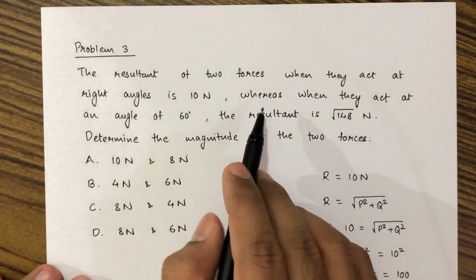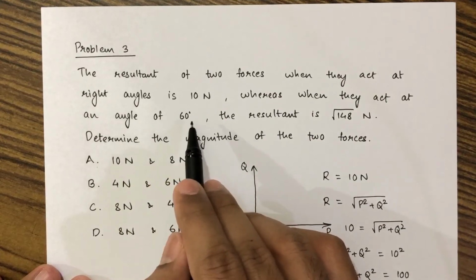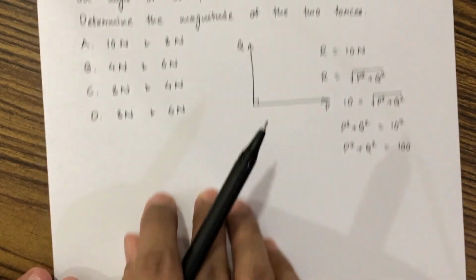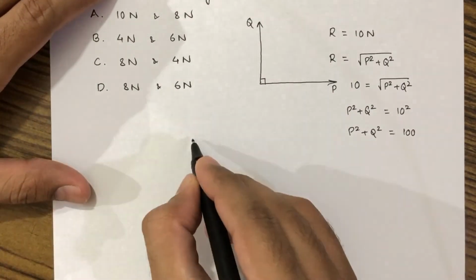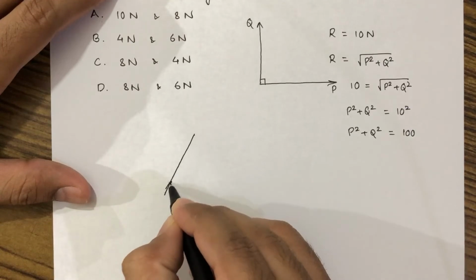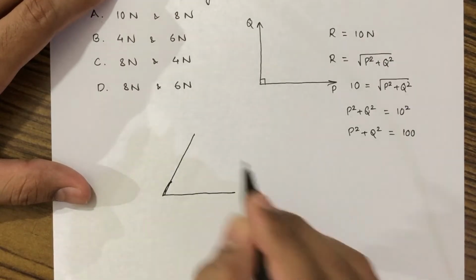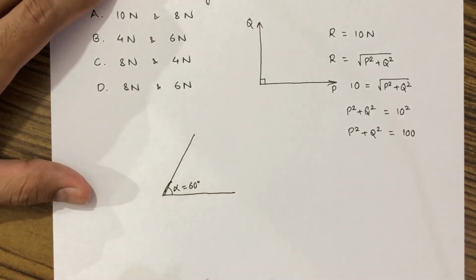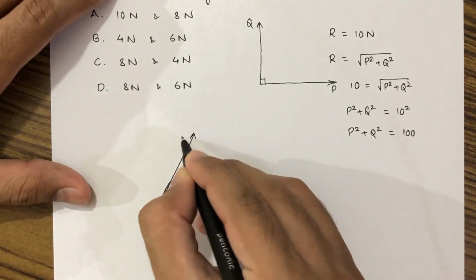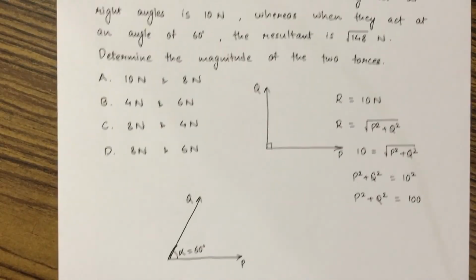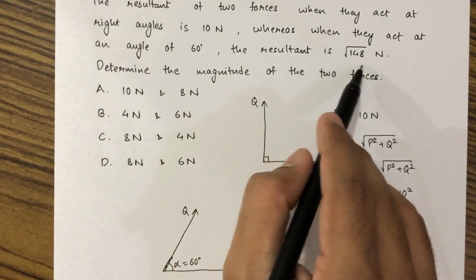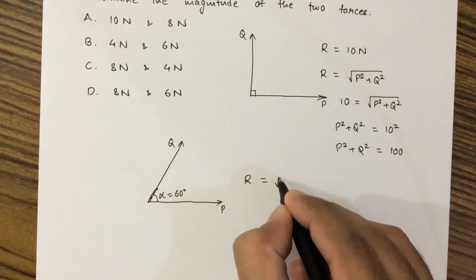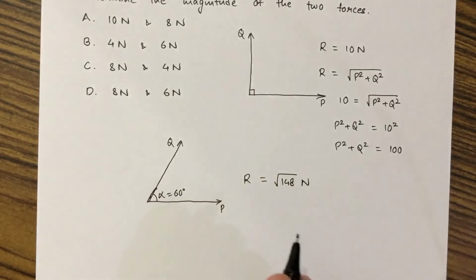Secondly, it is saying, whereas when they act at an angle of 60 degree, the resultant is root 148 Newton. Means in the second case, when both the forces act at an angle of 60 degree, here alpha is given as 60 degree, and this is P and this is suppose Q. In this case, the resultant R is given as root 148 Newton.